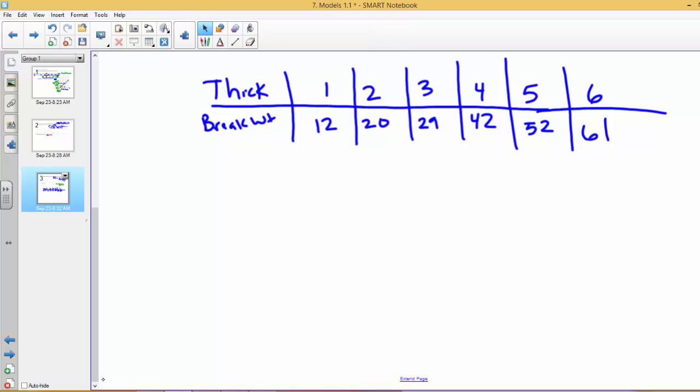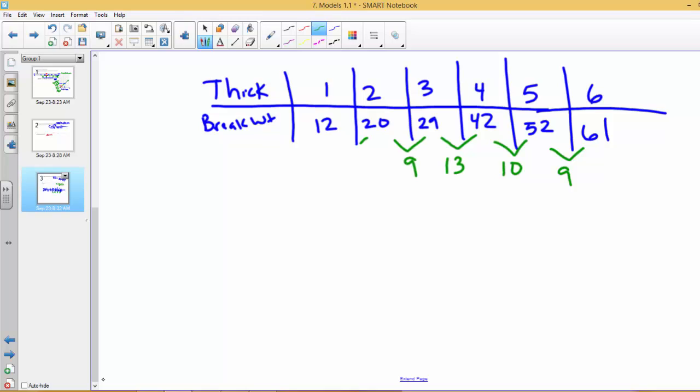Okay, so the first thing you want to do when you're analyzing data is to say, is this linear or is it something else? So you're going to find the first difference. That's one thing you're going to do. So 61 minus 52 is 9. 52 minus 42 is 10. 42 minus 29 is 13. 29 minus 20 is 9. And 20 minus 12 is 8. So it looks pretty close.